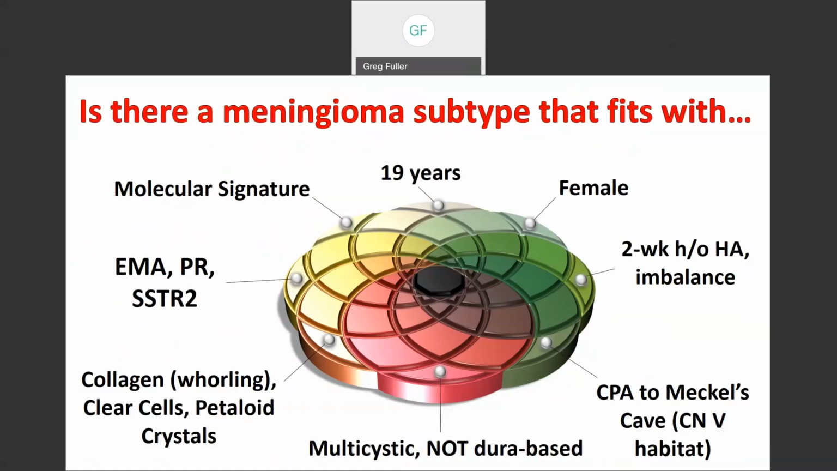All right, what can we do? Here's what we have. Start at the top. Age, 19 years. Gender, female. History, 2-week history of headache and imbalance. Anatomic location, cerebellopontine angle extending to Meckel's cave, living in the cranial nerve 5 habitat, we could say.